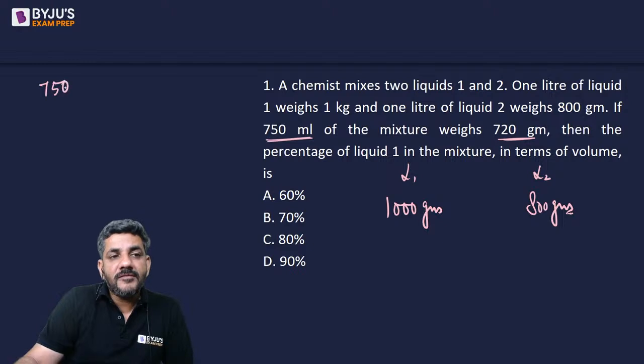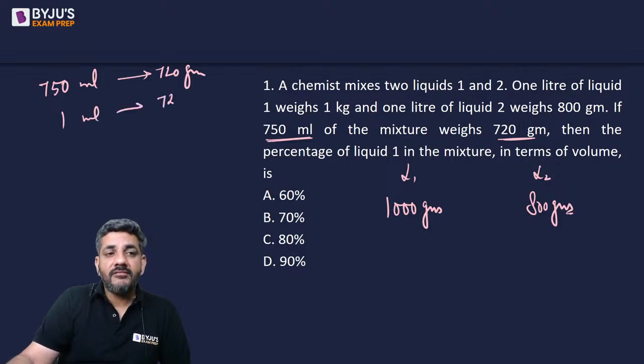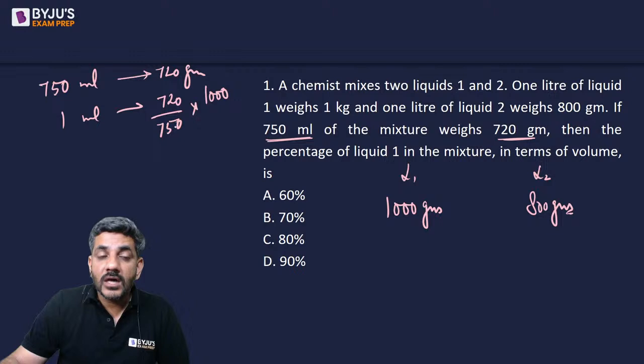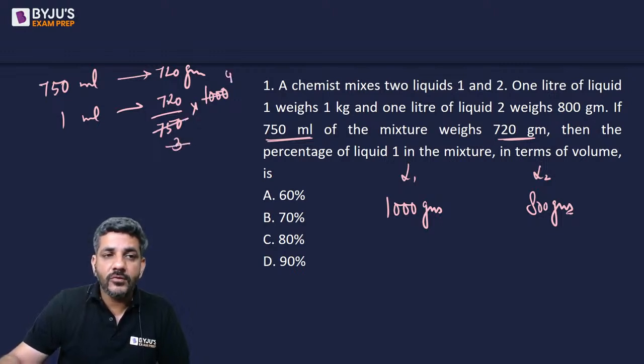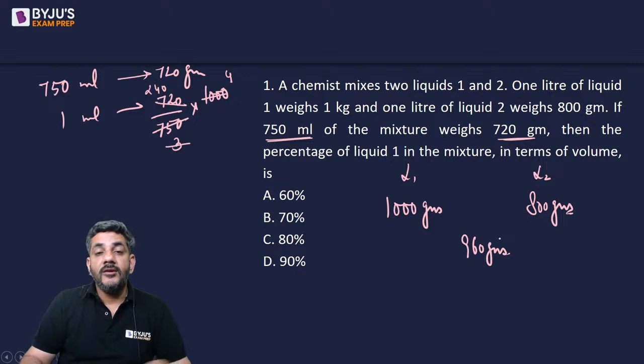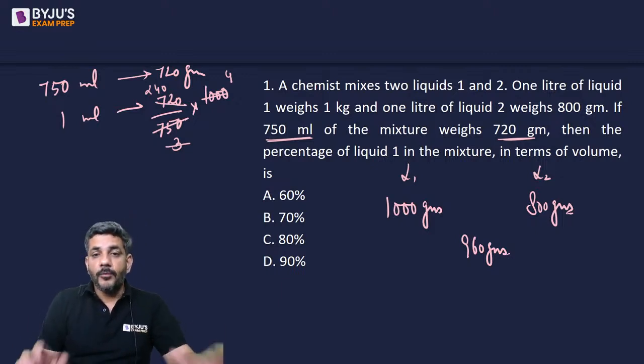Now, if 750 ml weighs 720 grams, can I say 1 ml weighs 720 divided by 750 grams? And 1000 ml, that is 1 liter, weighs 720 by 750 into 1000 grams. 25 will cancel out at 3, 25 will cancel out at 4, 3 will cancel out at 240. So I can say 960 grams is the weight of 1 liter of the mixture. I hope you got my point.